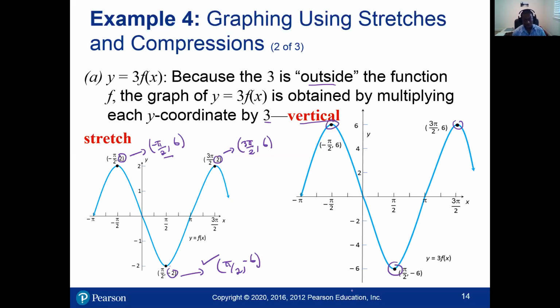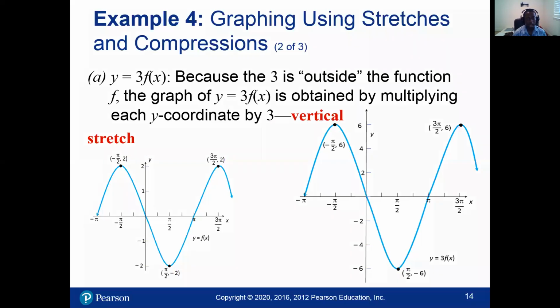Now, what about the x-intercepts? Do they change? Remember, every y coordinate is 0. So if you multiply by 3, you get 0. So the x-intercepts are the same. They don't change. And that gives us this graph.